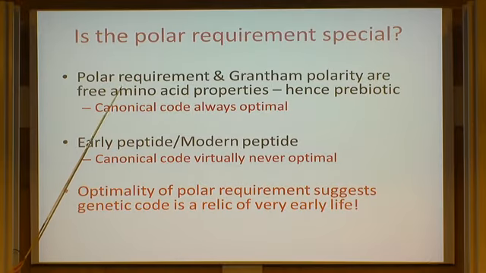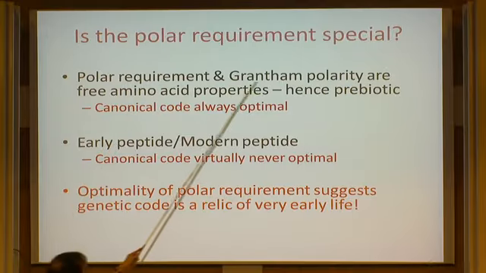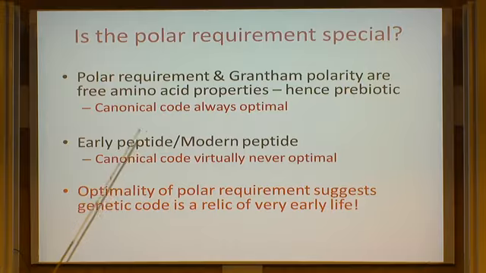That the polar requirement and something very similar to it, which is called Grantham polarity, those free amino acid properties are the ones for which the genetic code is something special. For anything else, it doesn't seem to be very special. Now, what's interesting about this is that these are properties of free amino acids, and so we interpret that as meaning that this is a relic of very early life, before amino acids were bound into macromolecules.